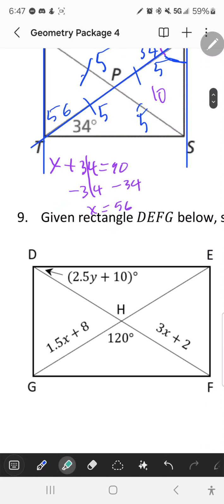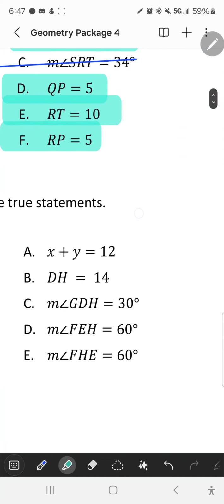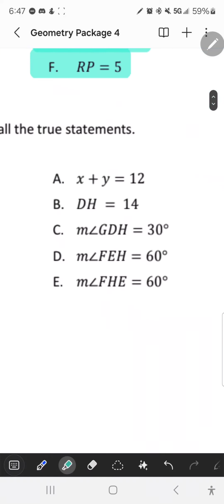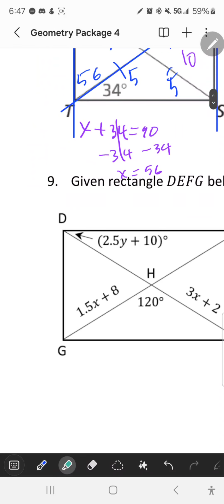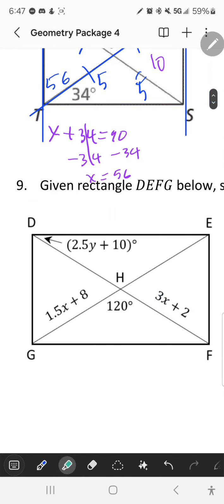Now, let's see this one. Given a rectangle DEFG below, select all the true statements. First, they're asking for the addition of x plus y, so we need to solve for x and we need to solve for y. Let's see what we can do. It is a rectangle, so as I explained before, the diagonals are going to be equal, and the segments as well.